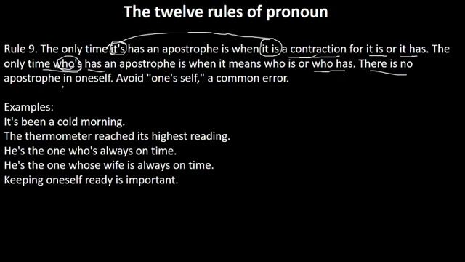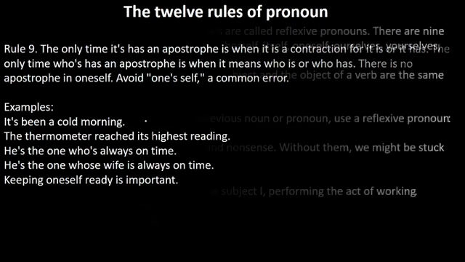There is no apostrophe in oneself. Avoid it. Do not put this apostrophe. This is a rule. Oneself, writing together, a comma error. Okay? It's been a cold morning. The thermometer reached its highest reading. So once you see that this starts a sentence, it is okay. Read this as it is. But if it is a possession form, please remove that apostrophe. That's what they are telling you.